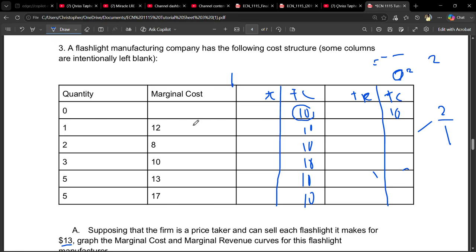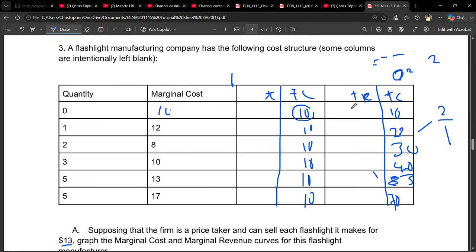We get the same 10, we add it with 12, which is going to give us 22. 22 plus 8 is going to give us 30, right? 30 plus 10, 40. 40 plus 13, 53. And the last one: 53 plus 17. Our answer is 70. So we have 70 there.